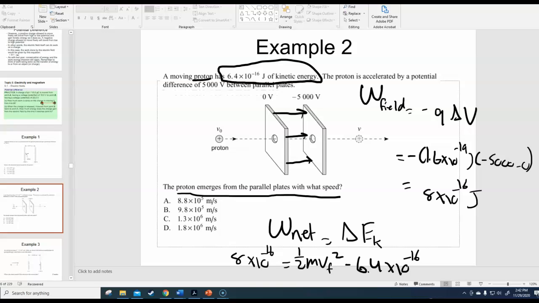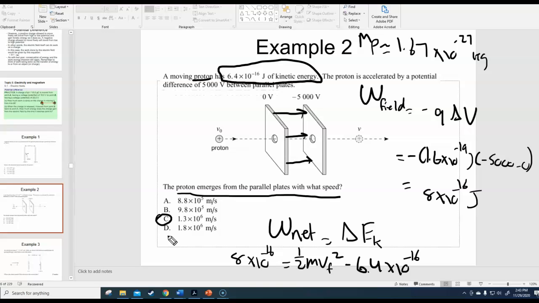And so from here, I just need to do a little bit of math. I do want to remind you that the mass of the proton is about 1.67 times 10 to the negative 27 kilograms. But if you plug in that mass correctly, you should easily be able to solve this equation for V final. Okay, so try to do that now. Okay, so if you did all of that correctly, then you should get a value that is approximately 1.3 times 10 to the 6 meters per second. So the answer should be C.